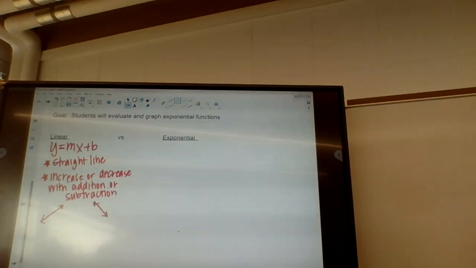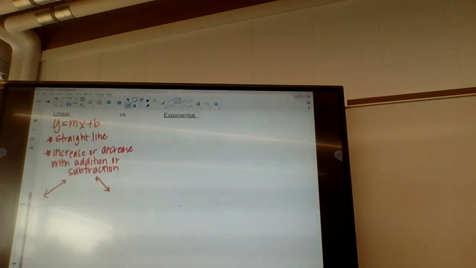So our linear functions typically would look like this. And we increase or decrease them by addition or subtraction. So we're going up by the same amount each time, or we're going down by the same amount each time. I'm adding 3 more each time, or I'm subtracting 2 more each time. It changes in the same way over and over again.